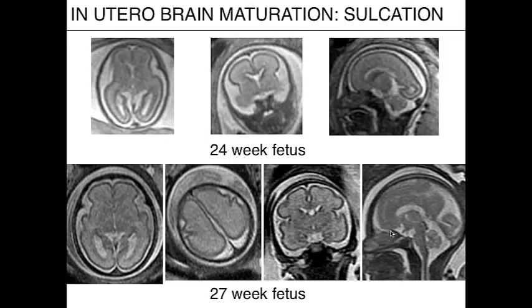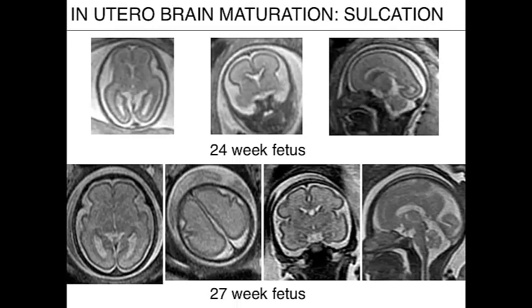Sulcation progresses in utero, and by 24 weeks we can see even further maturation of the sylvian fissures and further maturation of the calcarine sulcus, which is deeper. So it's important that when you're looking at sulcation, not just to look at how many sulci you have and their location, but also to look at their morphology, as they will deepen with increasing gestational age.